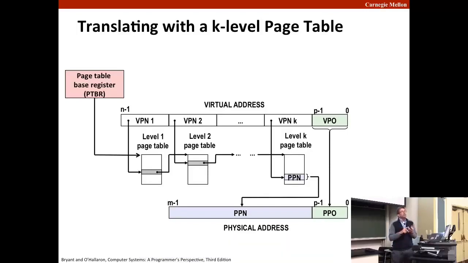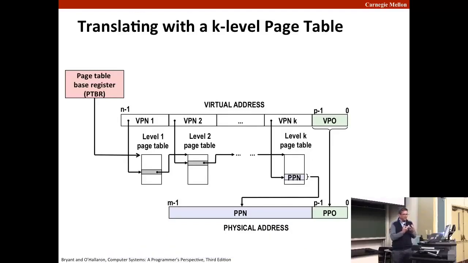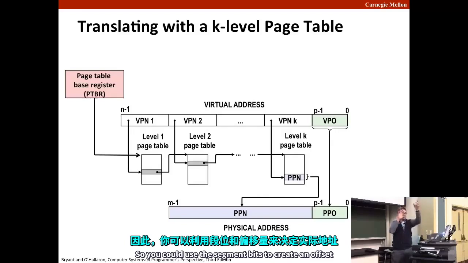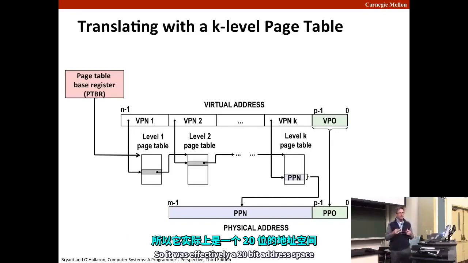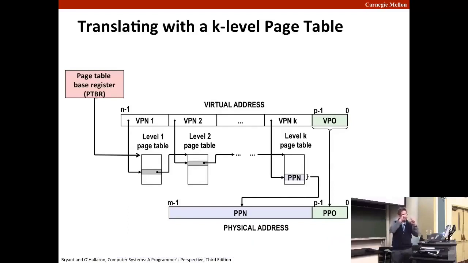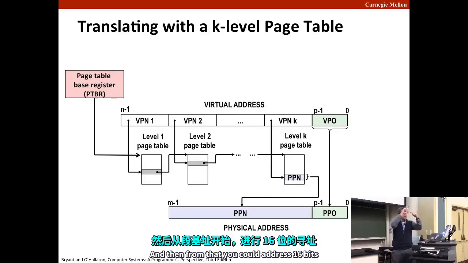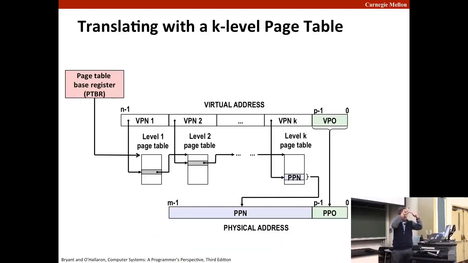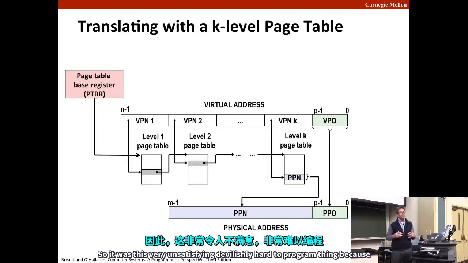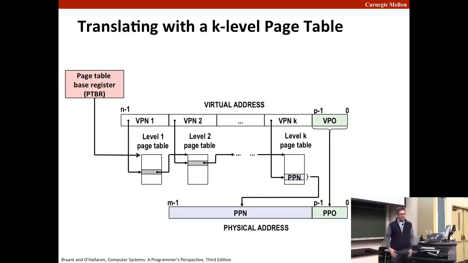The address then was a combination of the segment bits plus the address. So you could use the segment bits to create an offset. So it was effectively a 2 to the 20-bit address space, but you can only access it in 2 to the 16th chunks, right? So the segment would determine an offset into this 20-bit address space, and then from that you could address 16 bits. So it was this very unsatisfying, devilishly hard to program thing because you can only access 16-bit chunks at a time. So anyway, we're not going to go there.